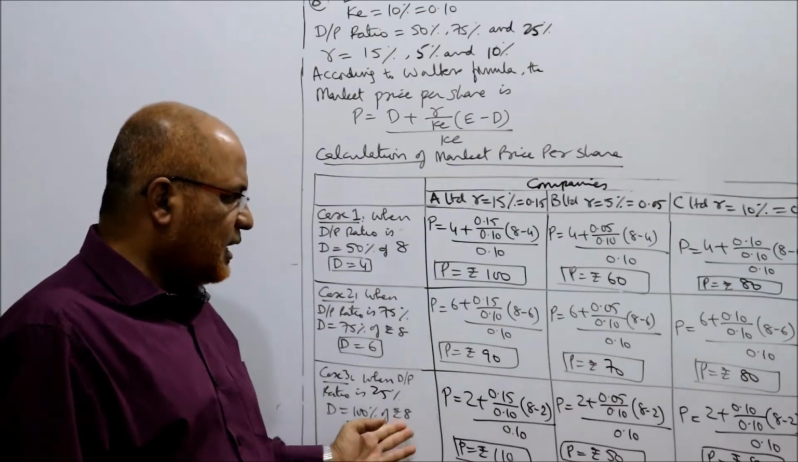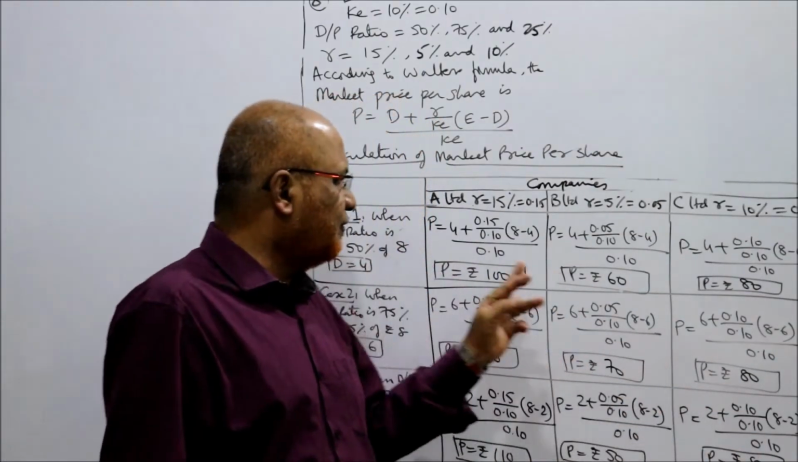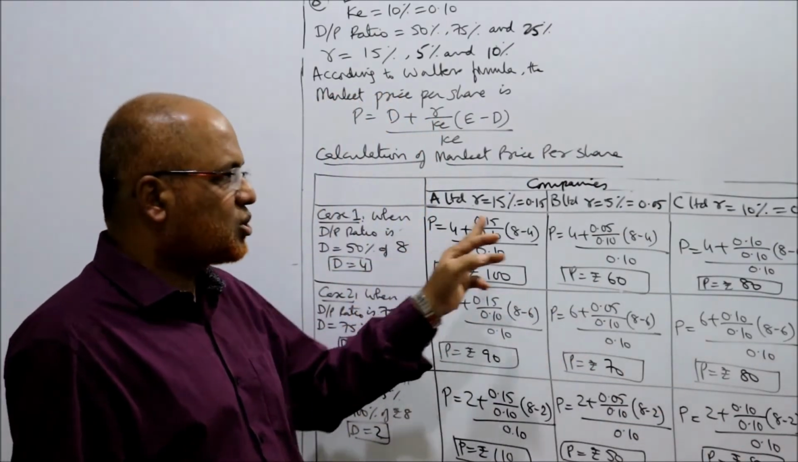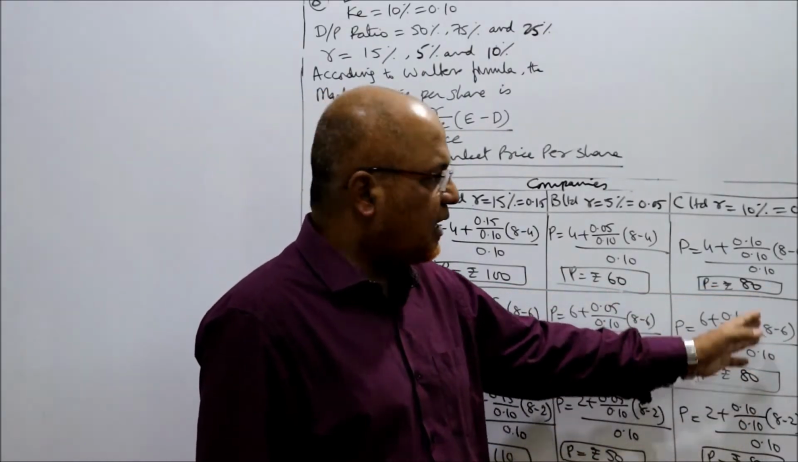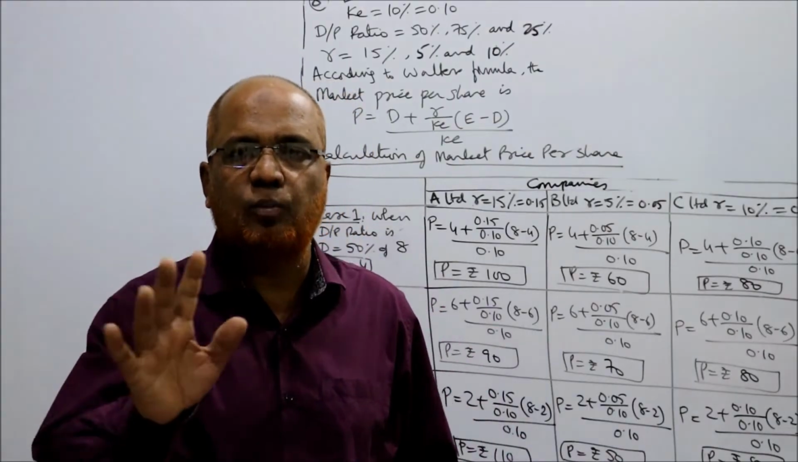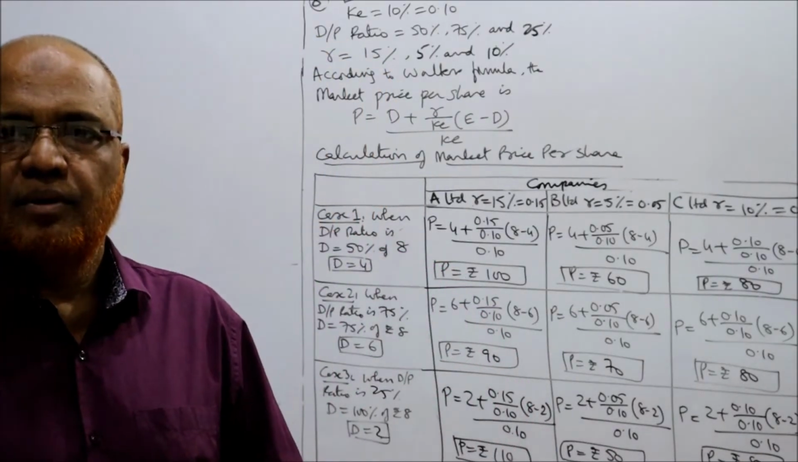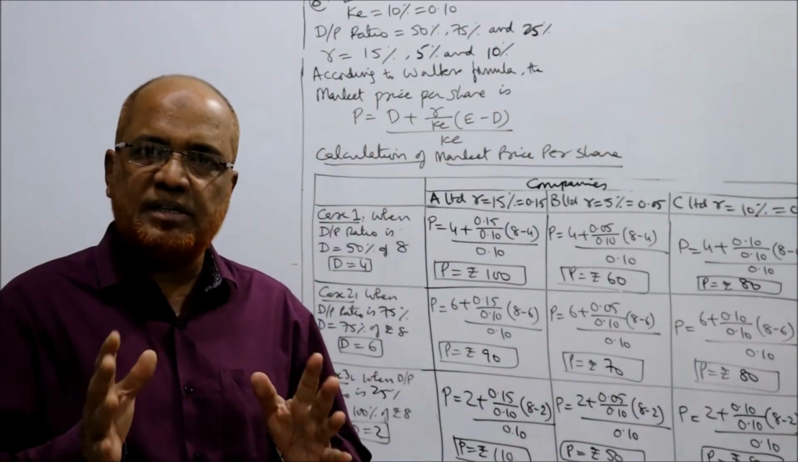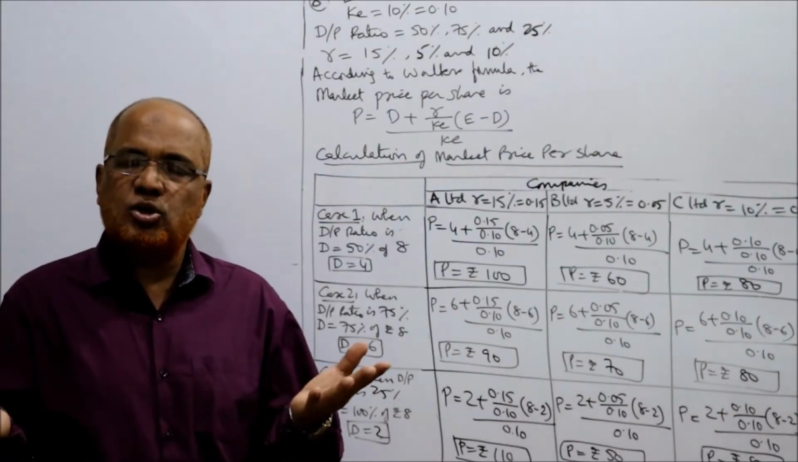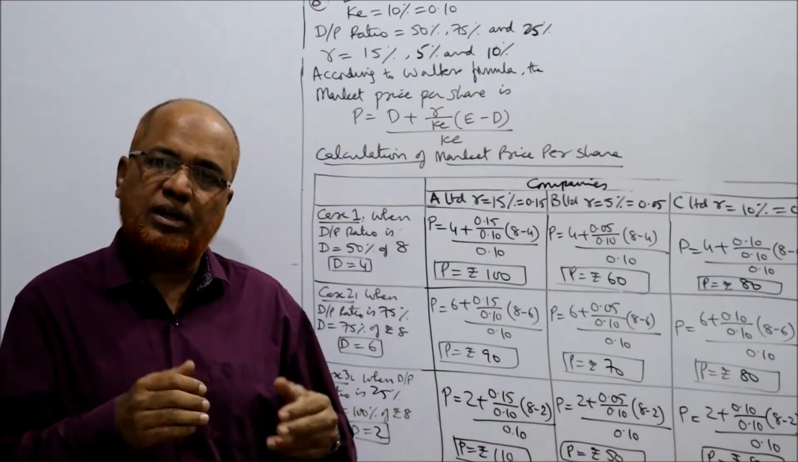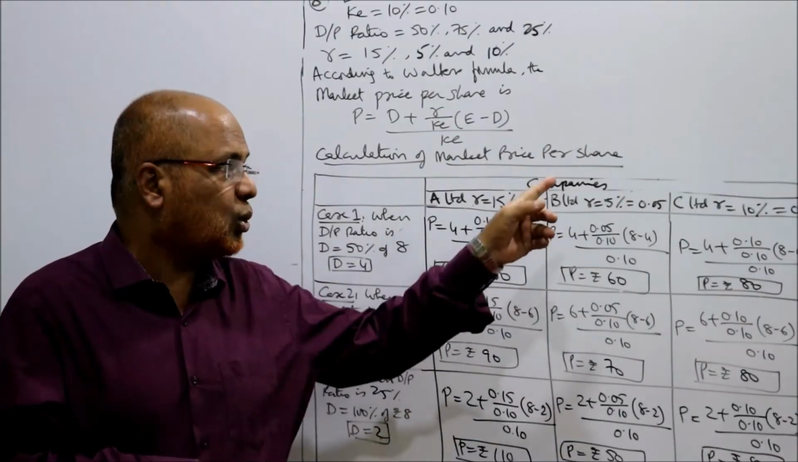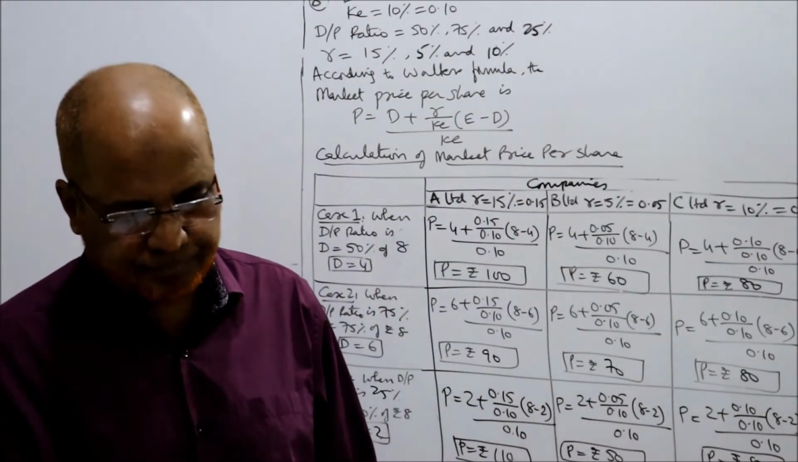If the DP ratio is 25%, then 80 rupees. When the DP ratio is 50%, then 80 rupees. When the DP ratio is 75%, then 80 rupees. In all cases, it is 80 rupees only. Whatever DP ratio you keep, it stays at 80 rupees. So the market price per share is not changing, whatever the DP ratio. This is the conclusion for this.